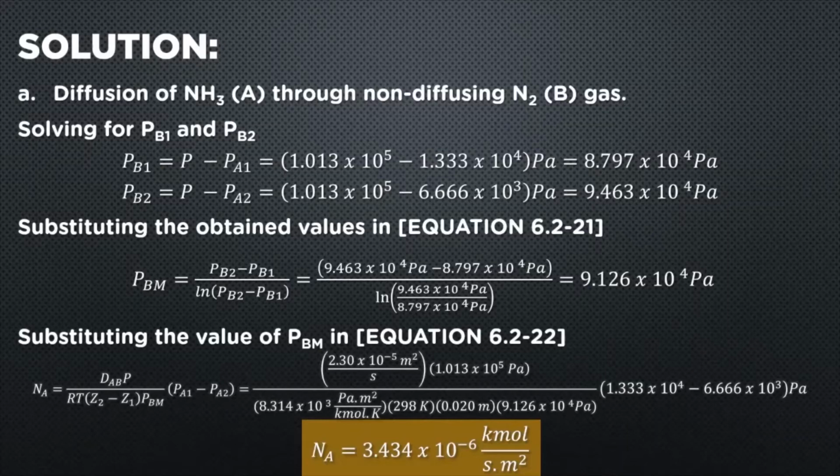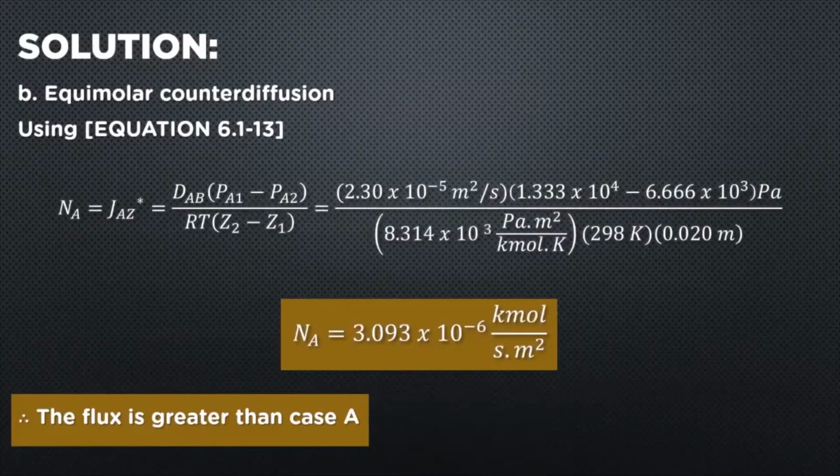And substituting the obtained values in equation 6.2-21, we got a value of PBM of 9.126 times 10 raised to the power of 4 Pascals. And we substitute the value of PBM in equation 6.2-22, which is our working equation. We get a value of flux of 3.434 times 10 raised to the power of negative 6 kilomoles per second meter squared. To calculate for flux in equimolar counter diffusion, we can use equation 6.1-13.